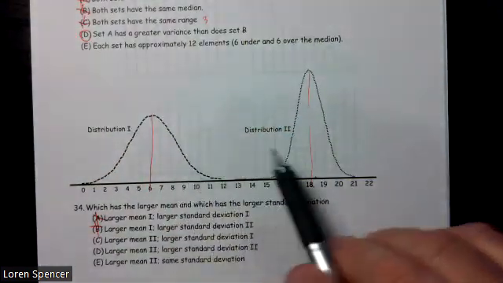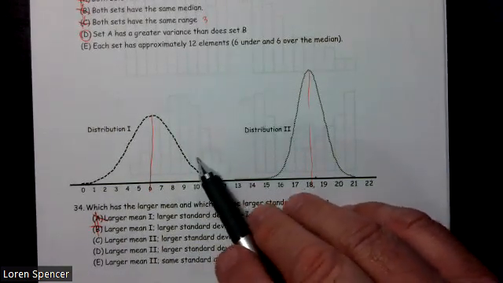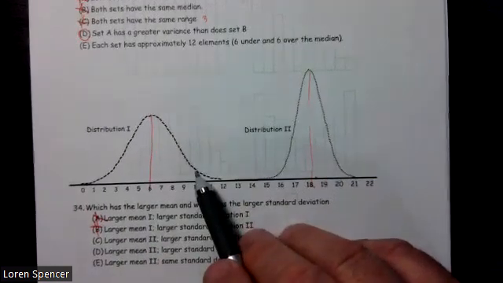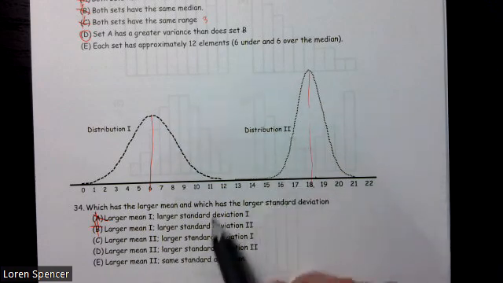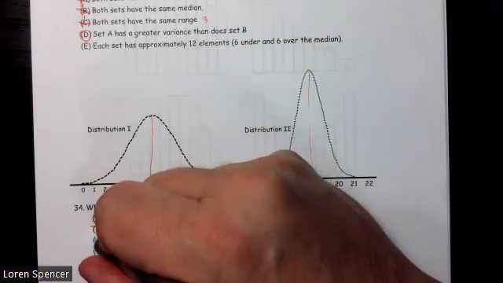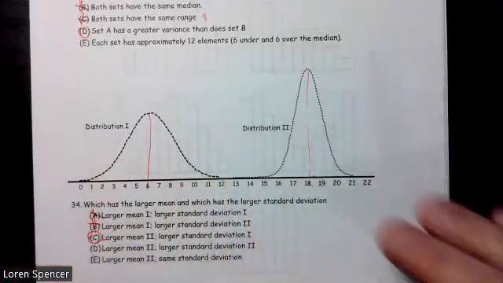Now, standard deviation is the measure of spread. Well, this one is more spread out. So distribution 1 is more spread out. So that means distribution 1 has the larger standard deviation. So larger mean was 2, larger standard deviation was 1, because this one is more spread out. All right.